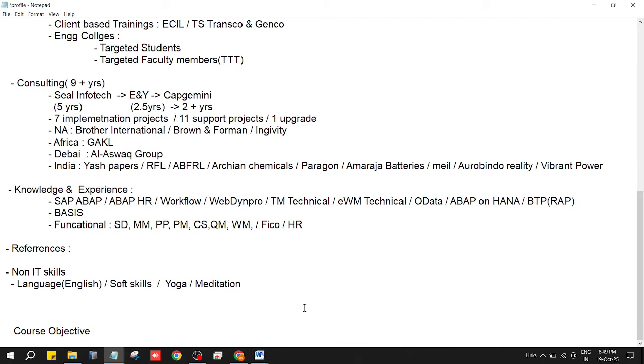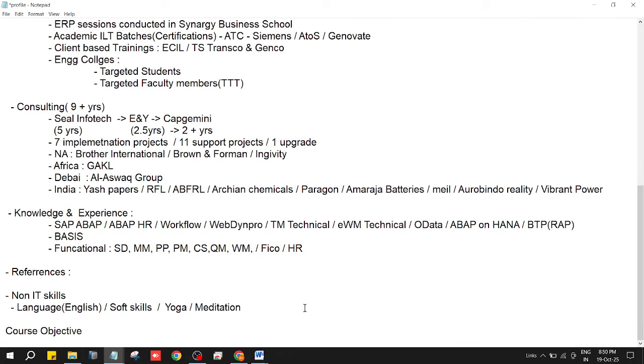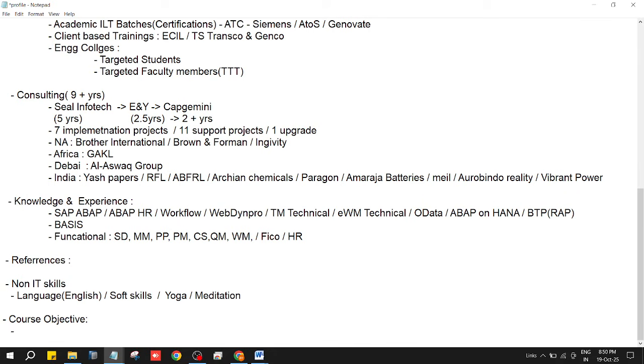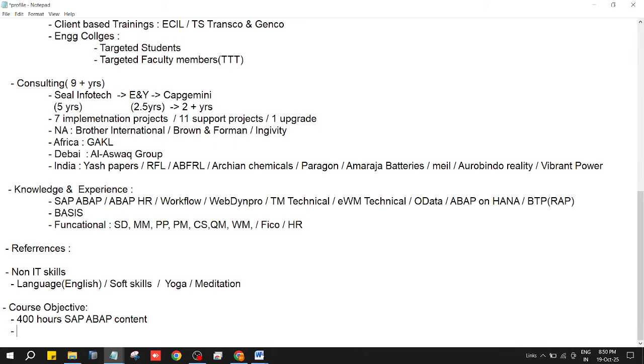Then the conclusion for the day or the session is what exactly the intention of this course is, as I mentioned at the initial statement. I have planned 400 hours of SAP ABAP content, which covers the entire complete corporate training course as well as certification-related material. I'm going to cover it in and out, not only theory but hands-on practical sessions also.